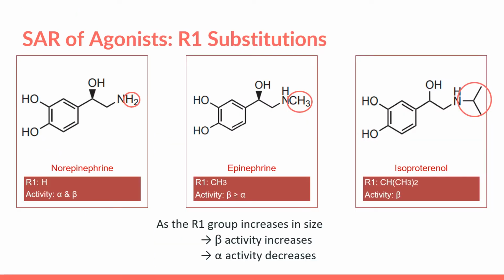Now let's take a look at how R1 substitutions influence the activity of these molecules. In the following example, as the R1 group changes from a hydrogen in norepinephrine to a methyl group in epinephrine, beta activity becomes greater than alpha activity. If we increase the R1 size further to an isopropyl group, which can be found in isoproterenol, we see non-selective beta agonist activity and no alpha activity. Thus, we can conclude that as the R1 group increases in size, so does the beta activity, with a concurrent decrease in its alpha activity.